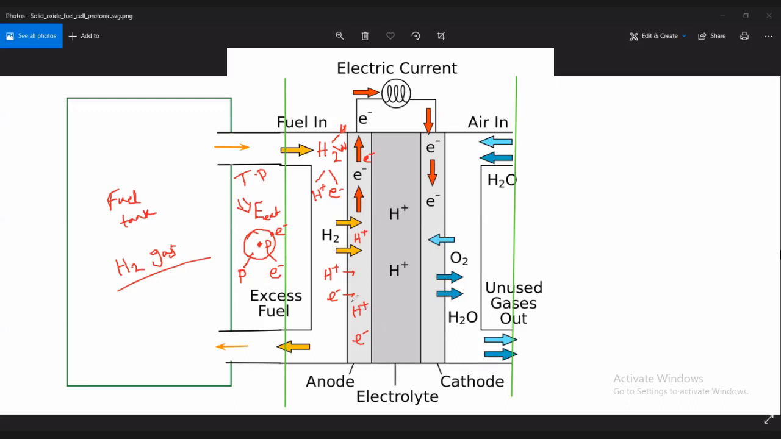As there is a proton exchange membrane or PEM, which is the center part of this hydrogen fuel cell, and this is known as the electrolyte. What is the function of the electrolyte? The electrolyte is a polymer membrane that only allows the hydrogen ion to pass through it, and it restricts the flow of the electron inside it.